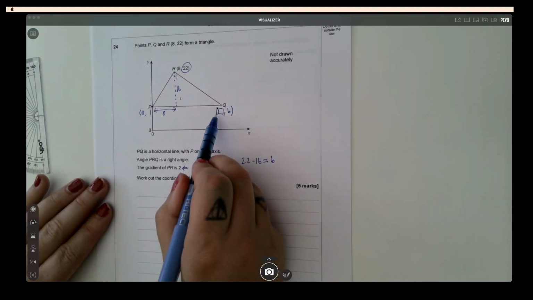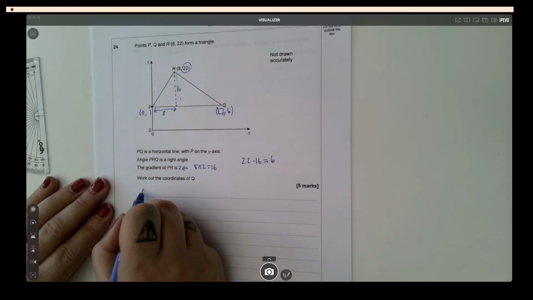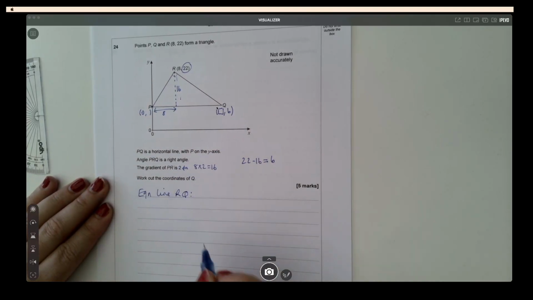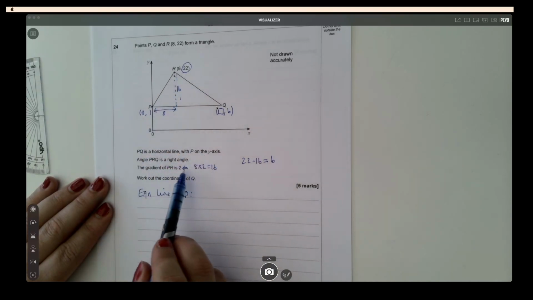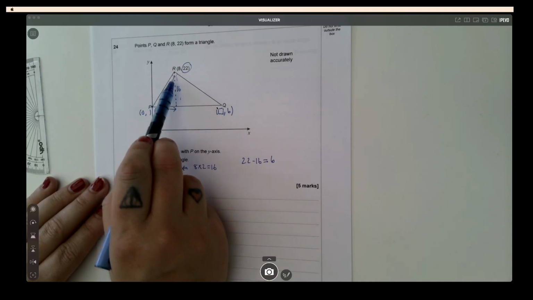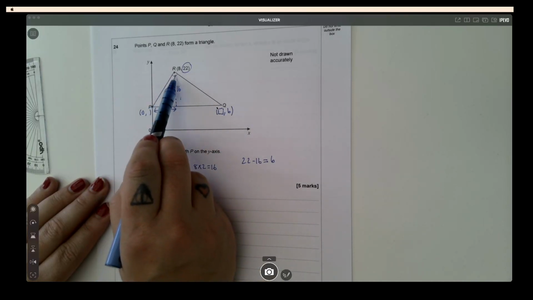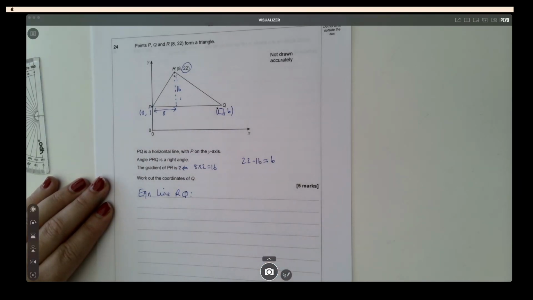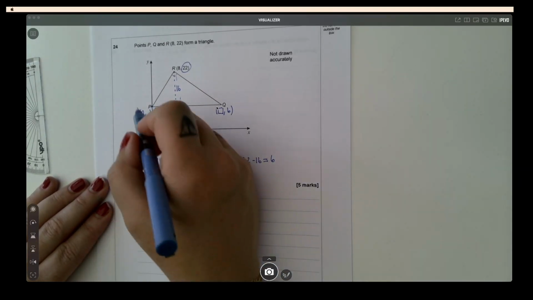So we're going to find the x coordinate by finding the equation of the line RQ. So we were told that the gradient of the line PR is 2. Well, the line RQ is perpendicular to PR because of this right angle. So it has the negative reciprocal gradient of PR.